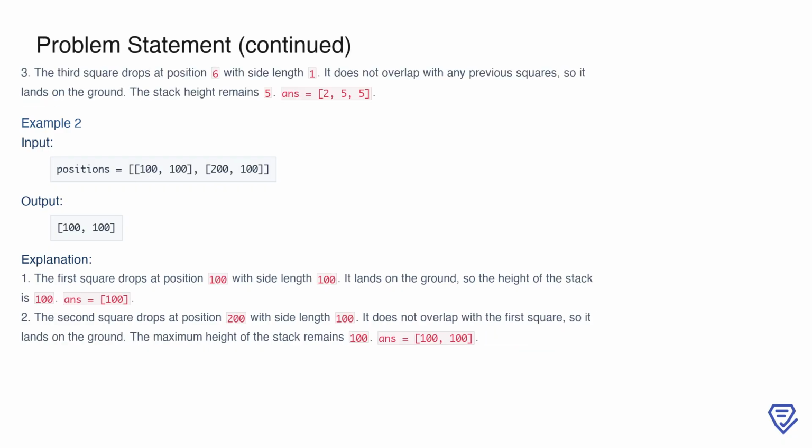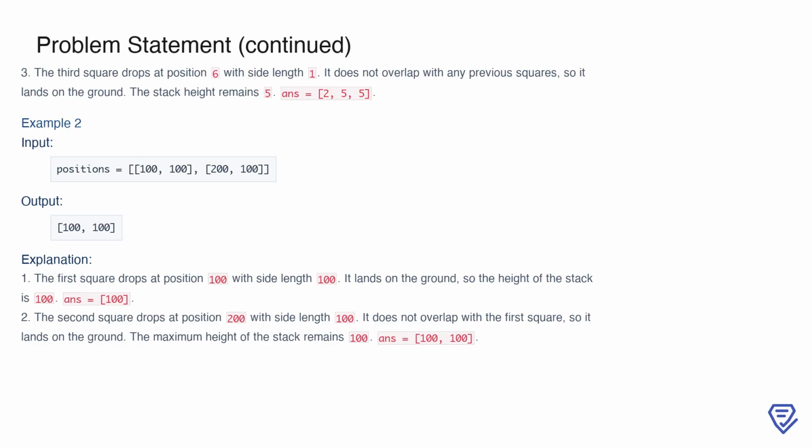Now, the third square drops at position 6 with a side length of 1. This square does not overlap with any of the previous squares, so it lands directly on the ground. Since the stack height remains unchanged at 5, the final result is ANS equals [2, 5, 5].